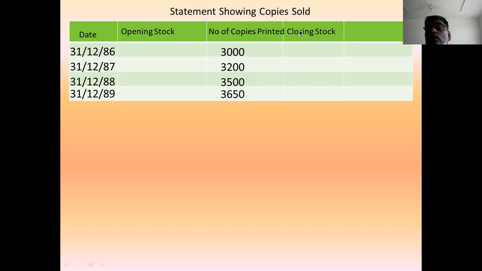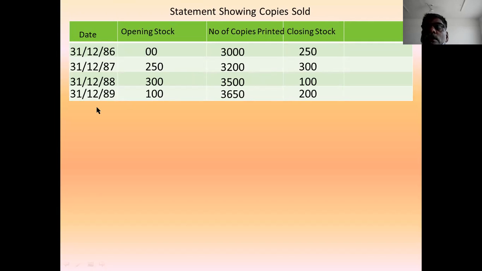Then I will take the closing stock. Closing stock is 250. This 250 of 1986 closing stock becomes the opening stock for 1987. You see this point. 86 closing stock becomes the opening stock for 87. Clear? Then 87 closing stock 300 becomes opening stock for 88. And 88 closing stock is 100. This becomes the opening stock for 89. And 89 closing stock 200 will become the opening stock for 1990.